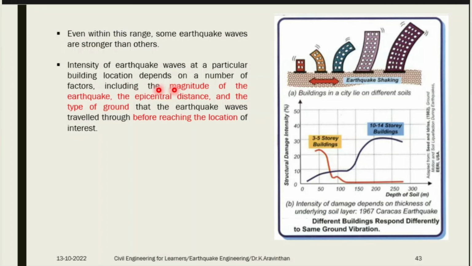The first thing is the magnitude of the earthquake, which determines the intensity. The second one is epicentral distance. The third one is the type of ground. This is what I am highlighting now. According to the type of ground, the earthquake intensity gets changed before reaching the location of interest. So wherever your location of interest is, this plays an important role.